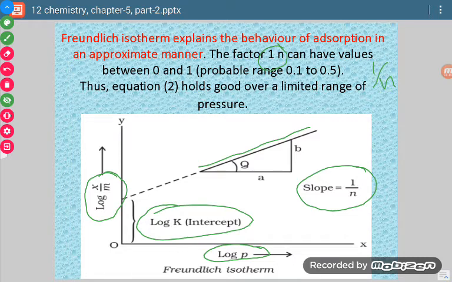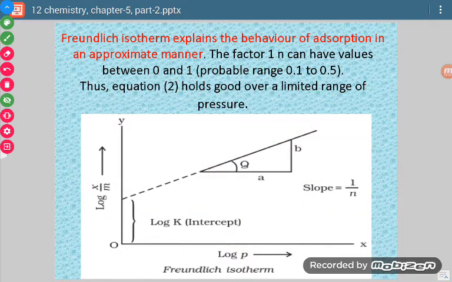This equation, for which we have plotted this graph, holds good for a limited range of pressure. But still, the log x/m versus log p graph is a straight line having slope 1/n and intercept log k.